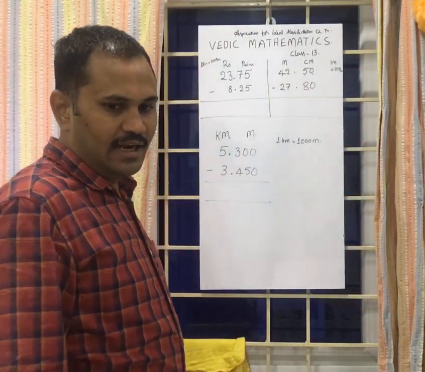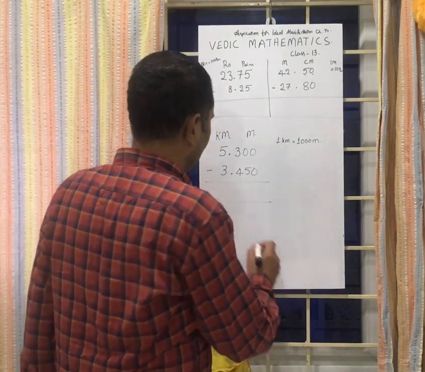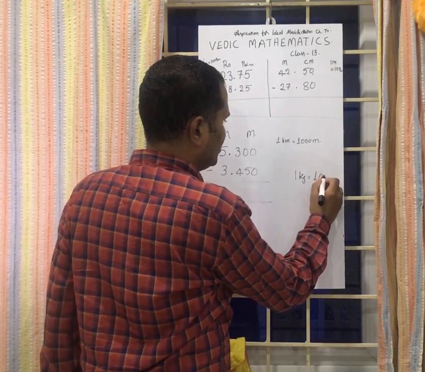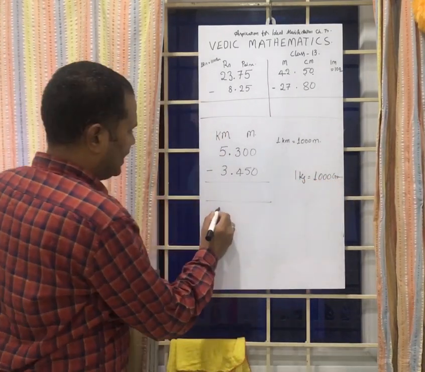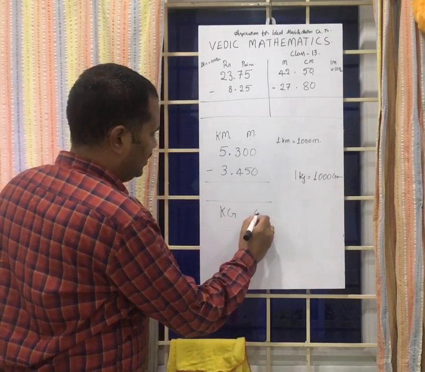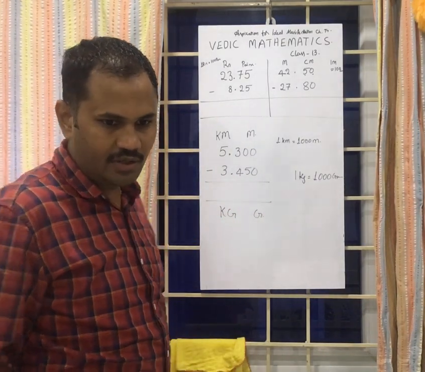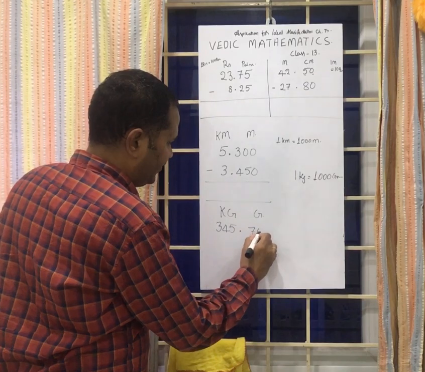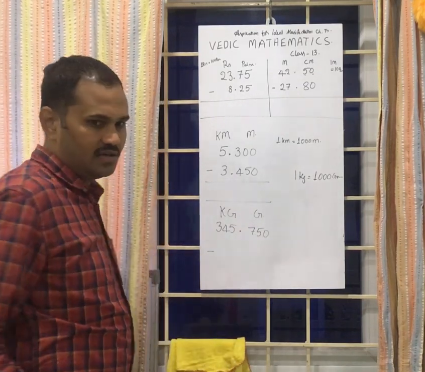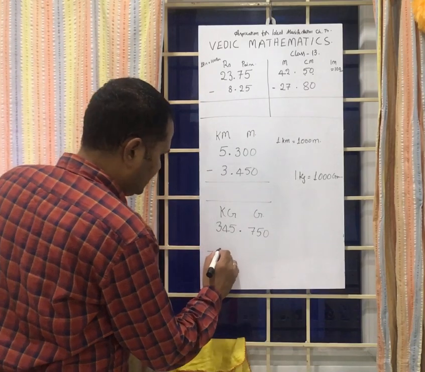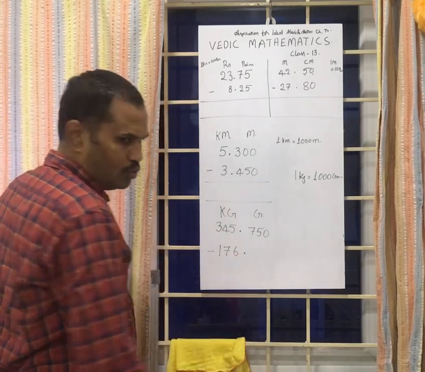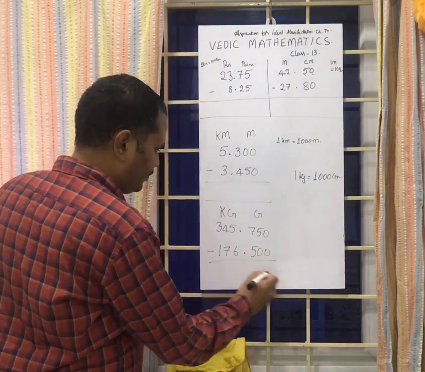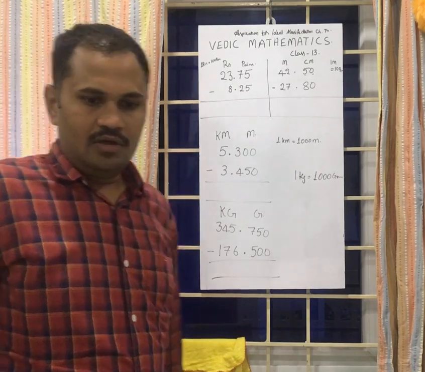Yeah, let's go to the weight. Weight. Kg and gram. 1 kg is equal to 1000 grams. So the example, kg and gram. The example here is 345 kg 750 grams minus 176 kg 500 grams. This is one example.